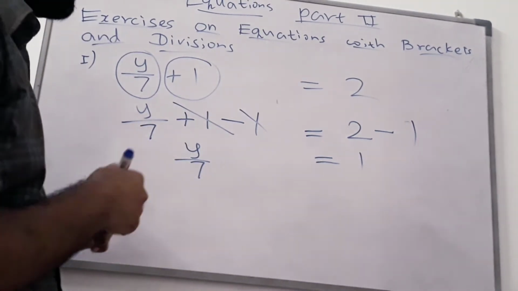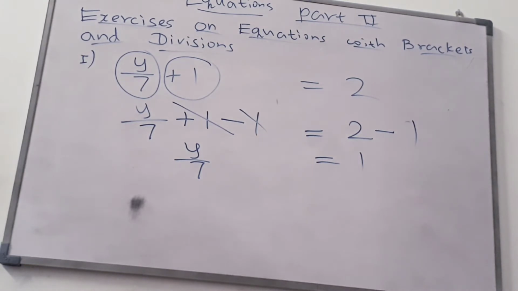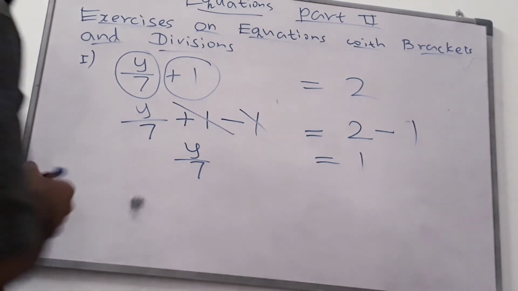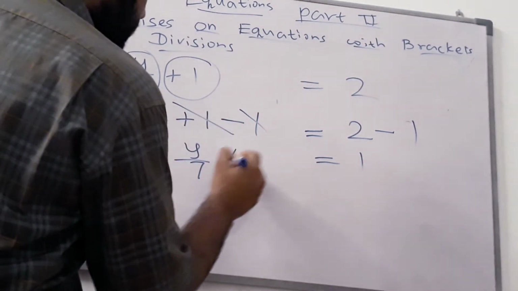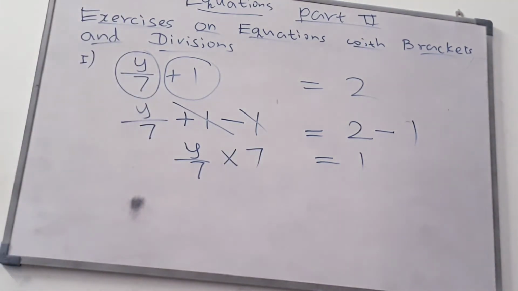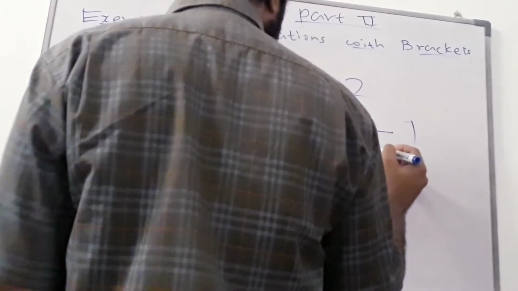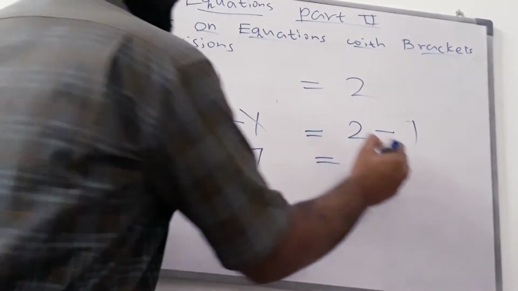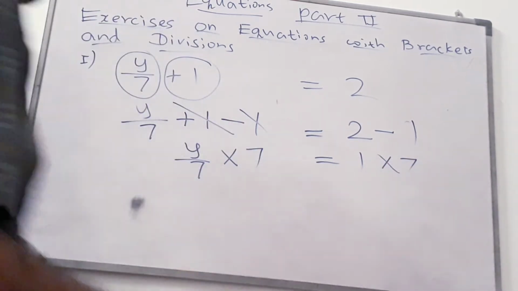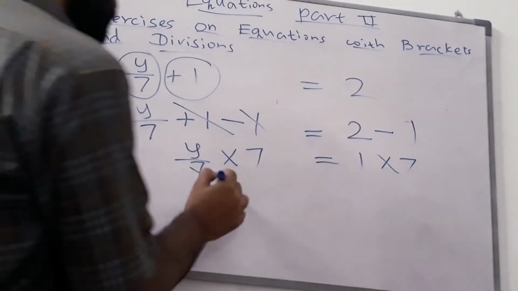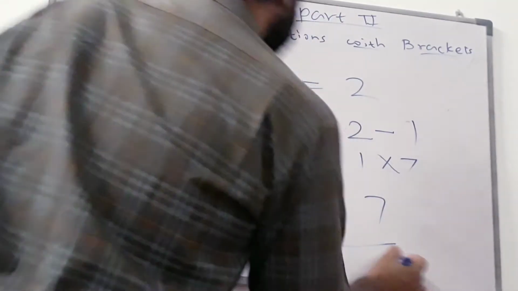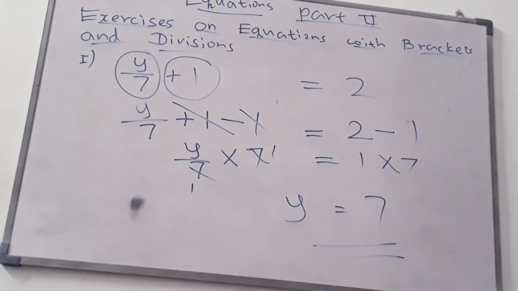So to remove the number underneath y, we have to multiply by the same number above. If we multiply the left side expression by 7, we have to do the same thing to the right side as well. So 7 to 7 get cancelled. 1 times 7 is 7, so y equals 7. This is the answer.